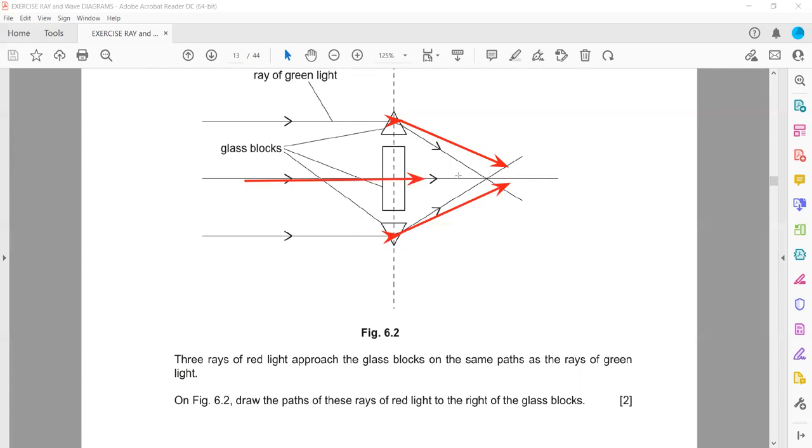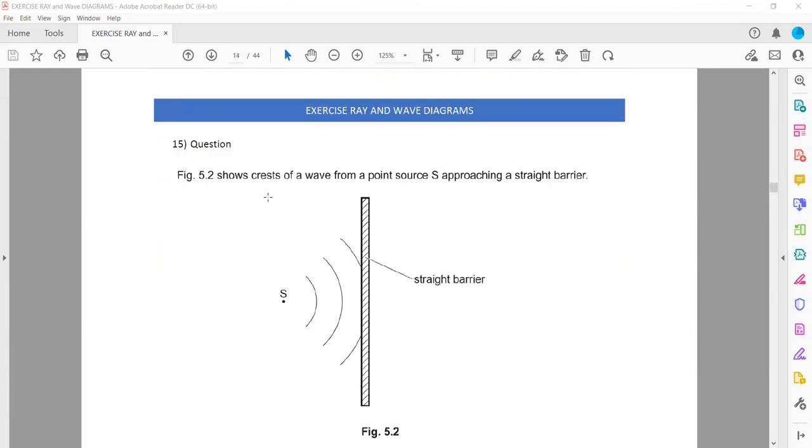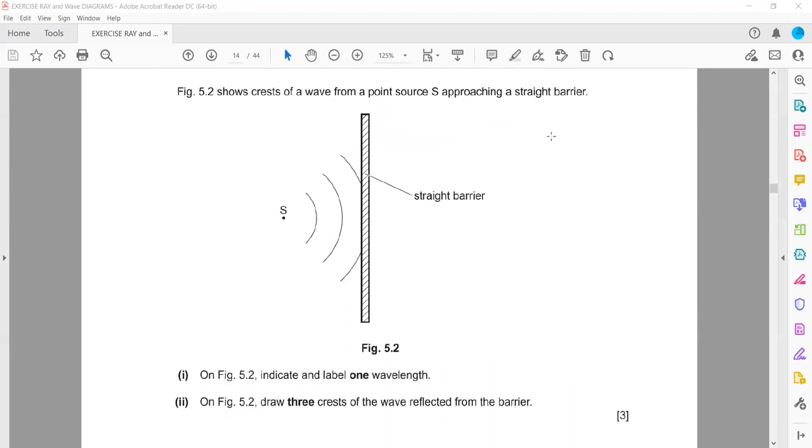But the one which is passing straight will go straight because it is passing along the normal. So that part of the red light will go straight. So these 3 light rays, when they intersect, will intersect far away from the object. So this is how we complete a ray diagram. So always remember, violet bends the most and red bends the least, because violet has a greater change in speed as compared to red.